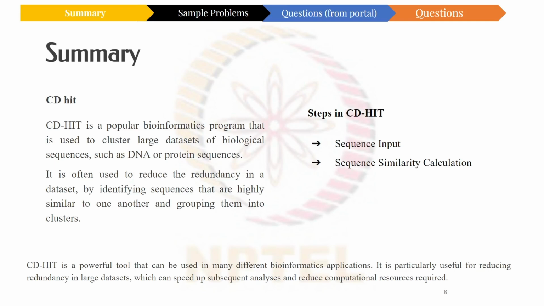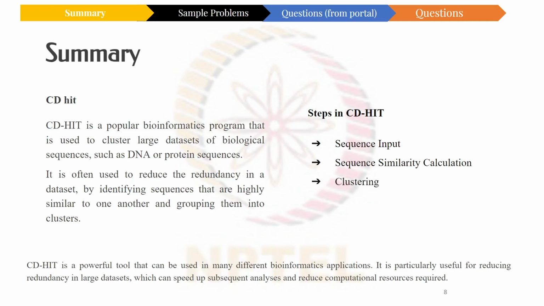So the similarity between two sequences is usually measured by sequence identity, which is the percentage of identical positions between the two sequences. That is, the number of identical residues present in the alignment divided by the total length of the sequence.